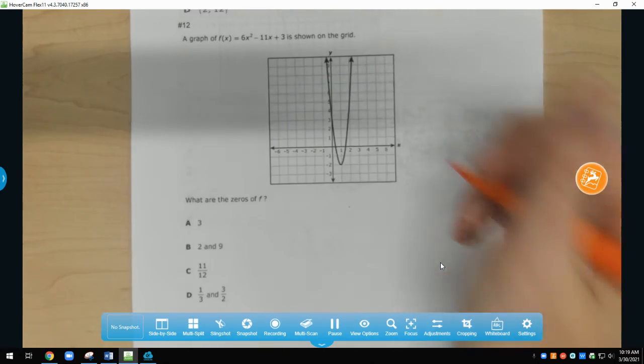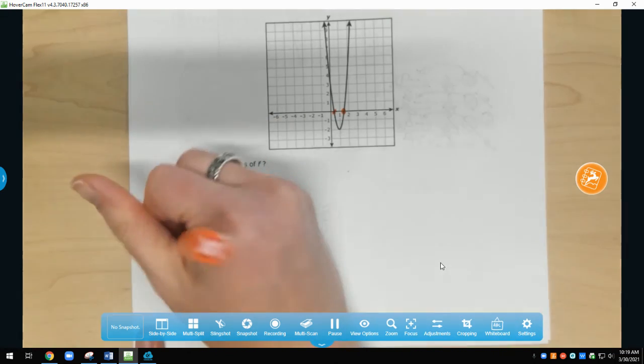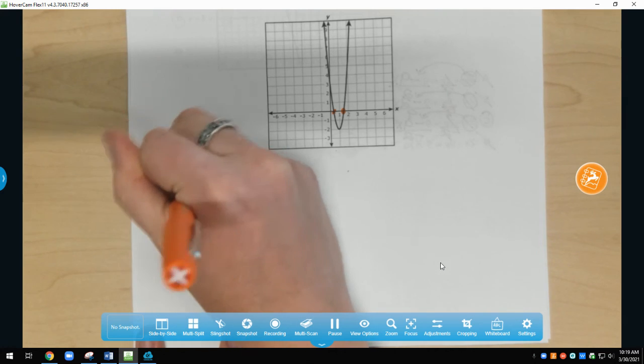Okay, here you're just looking where it crosses. It crosses twice, so I need two numbers, so my answer is D.